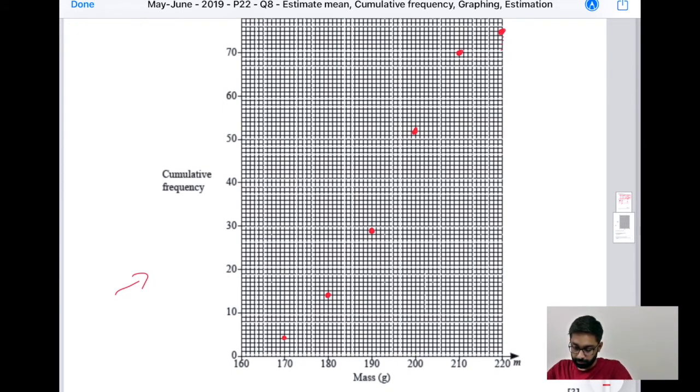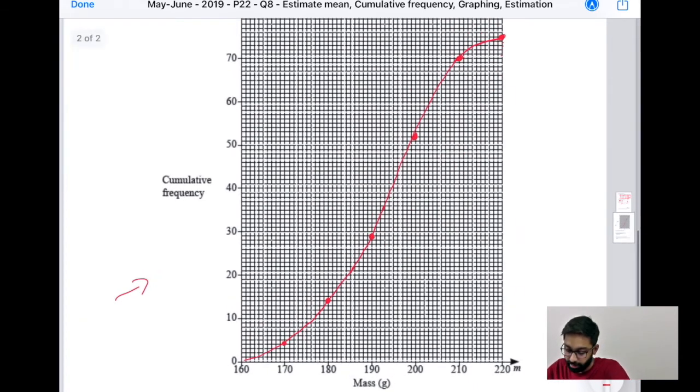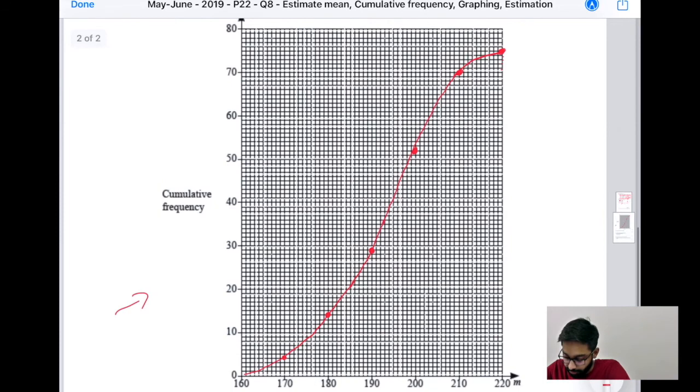Let's draw one. So I'll just tilt my ruler and I'll draw a curve, starting from 0. It goes like this, connecting all the points in a line. Okay, this is smoother than I thought. So this is our cumulative frequency curve. I hope it is visible.